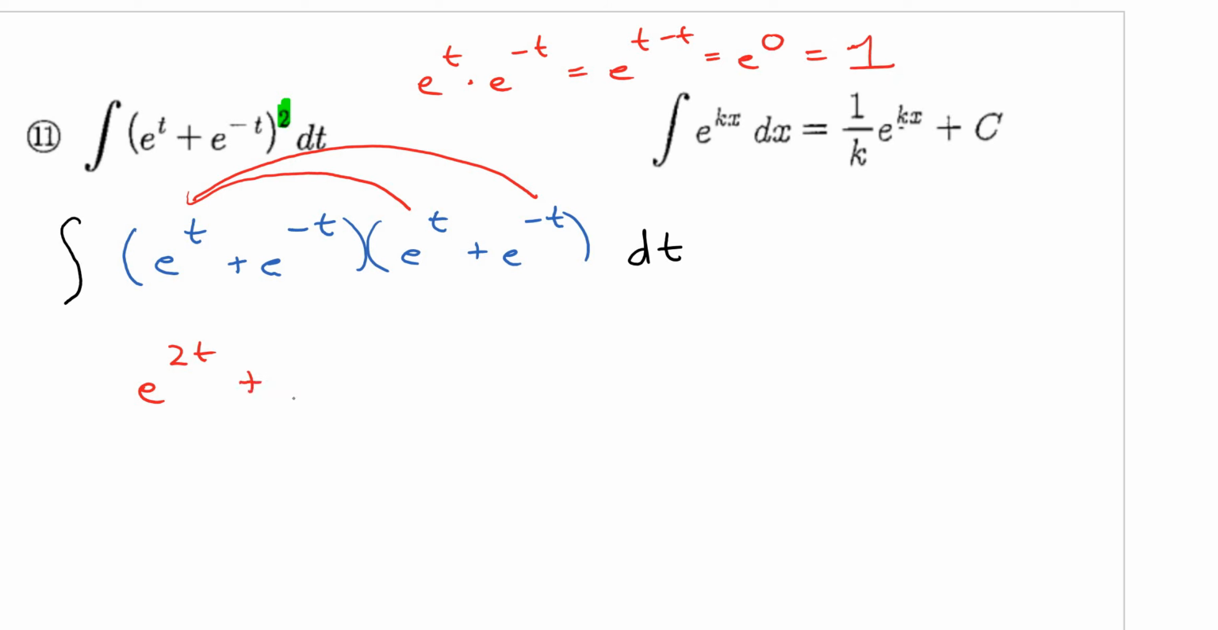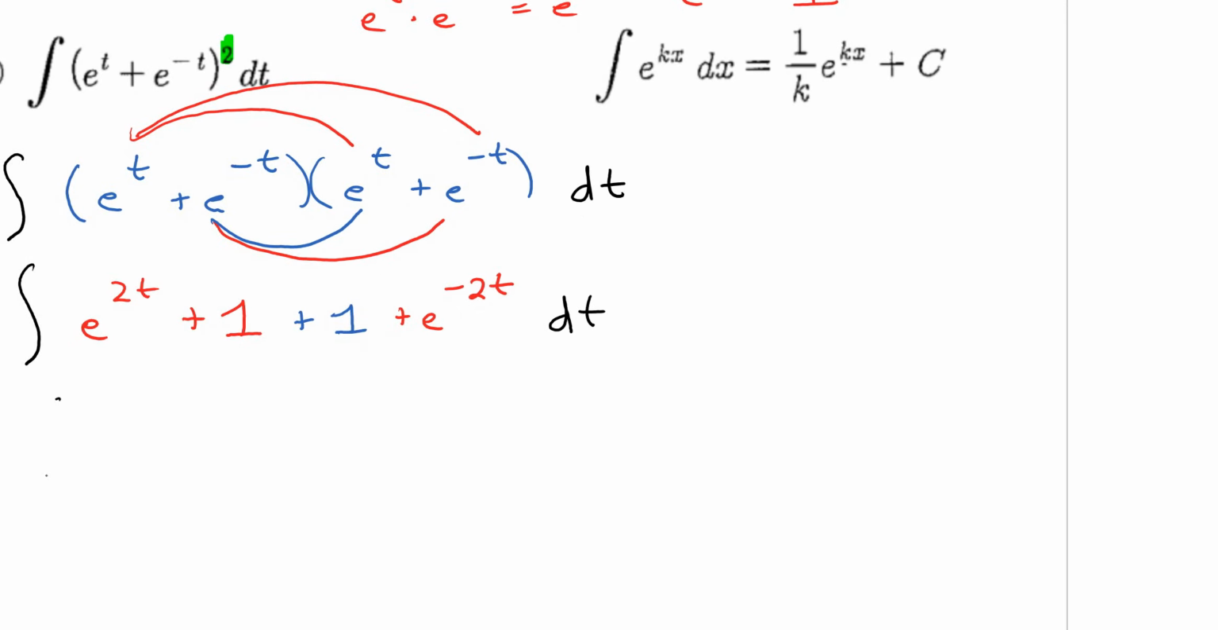So I'll put a plus 1 there. And then you'll see that if I multiply the inside again, that's the same thing as the last calculation, so that's going to be plus 1. And then finally, I have e to the negative t times e to the negative t. So that's going to be plus e to the negative 2t. And then my integral signs, and then dt. And then just before I continue here, let's just go ahead and combine the middle terms. So this is e to the 2t plus 2 plus e to the negative 2t times dt.